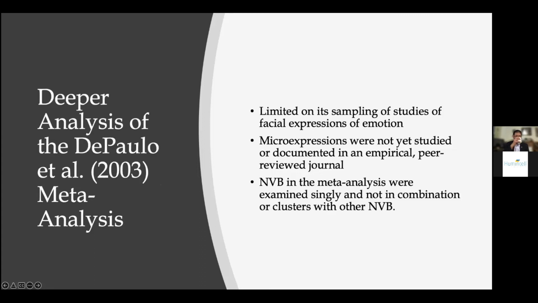And I want to focus on three specific areas that are most germane to how I understand this research literature and how we approach our work here at Humintell. The first area is the thought that the meta-analysis was limited in its sampling of studies of facial expressions of emotion.